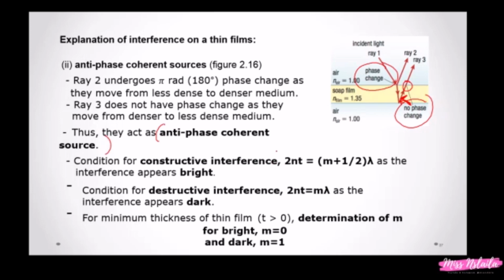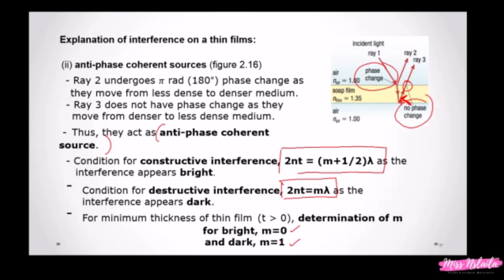The equation for constructive interference is 2nt equal to m plus half lambda, and the interference will appear bright. So, you can see the bright color. For the destructive interference, the equation is 2nt equal to m lambda, and it will appear dark. For the m used, for bright, substitute m equal to 0 and for dark, m equal to 1.